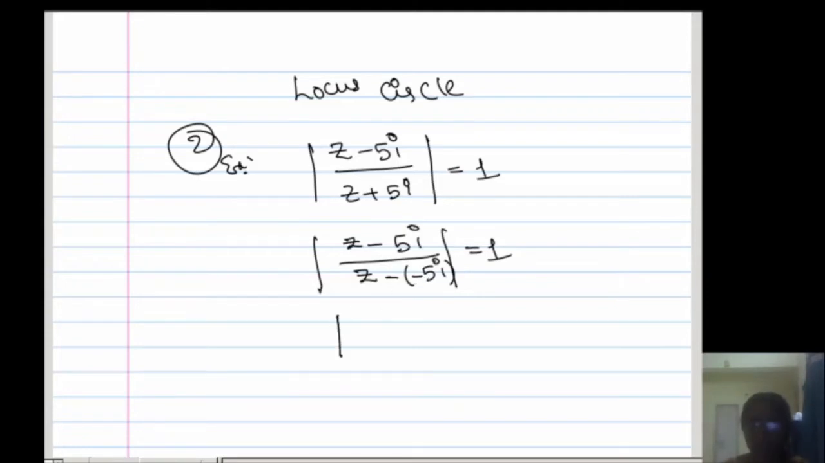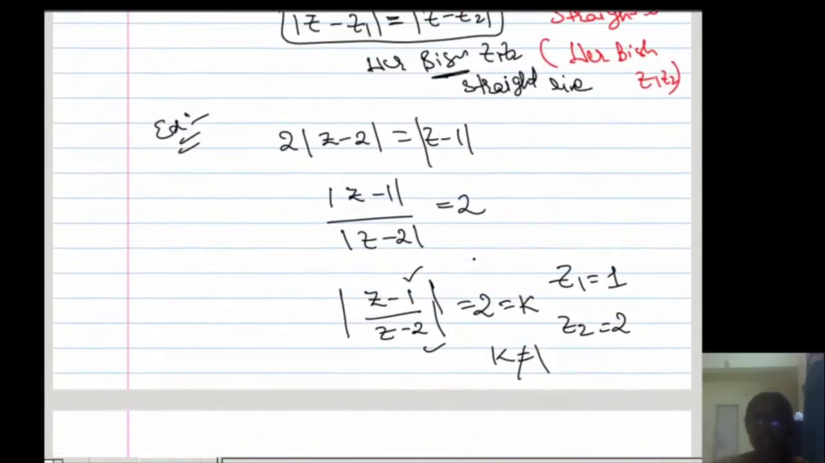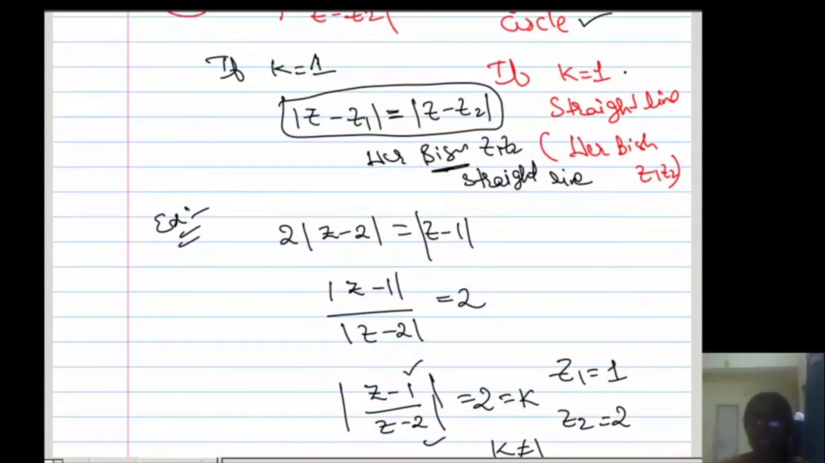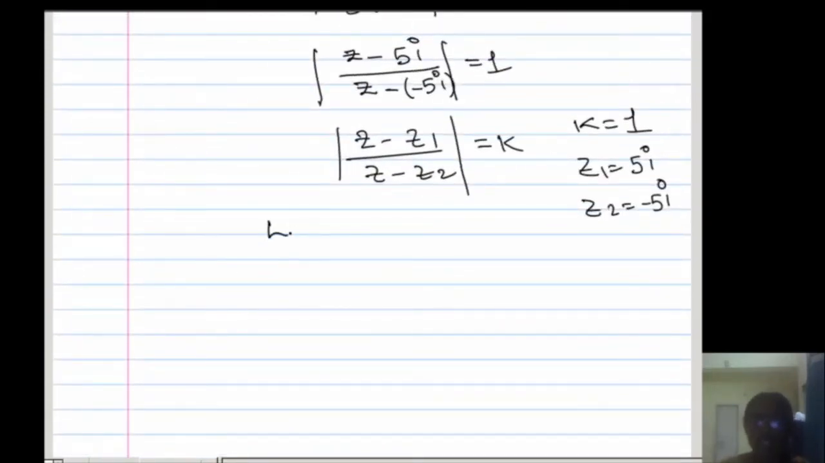Again it is in the form of what? Mod of z minus z1 by z minus z2 is equal to k form. Understood? But here k is equal to what? 1. What is z1? 5i. What is z2? Minus 5i. These are complex numbers, but k is equal to 1. If k is equal to 1, as I already told you, what does it represent? Straight line. So what is the locus here? The locus is a straight line for this problem.